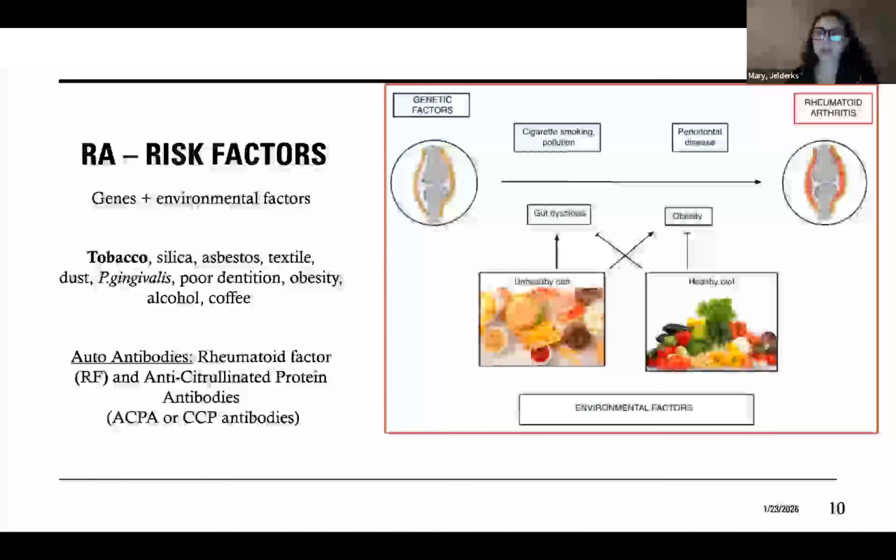This is a nice diagram, again simplifying how our genetic factors, all the way on the left, become triggered with this unique interplay of our health, whether it's our dentition, smoking, pollution, etc., which can turn on these genes, leading to inflammatory disease, in this case, RA.